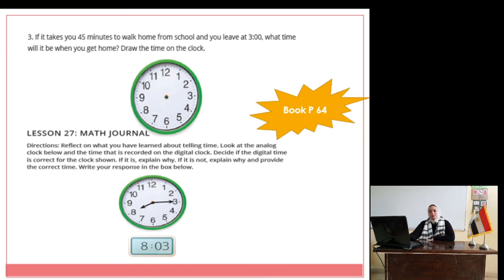Okay? And sorry, we have another example up in the page. If it takes you 45 minutes to walk home from school and you leave at 3, what time will it be when you get home? Draw the time on the clock. Okay, 3 o'clock means that the time, the long arm is on 12. We count 45 minutes on the clock, so the long arm will be on 9.